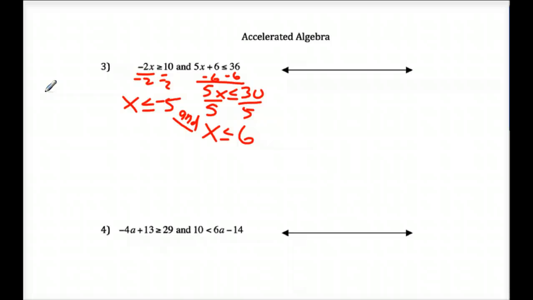Put it on the graph. What do you think it is? Not set notation, just on the graph. You put -5 and then 6, and your -5 would have a closed circle going to the left, and then your 6 would have a closed circle going to the left. So what's the solution? It's just the -5 stuff. The green stuff doesn't matter.